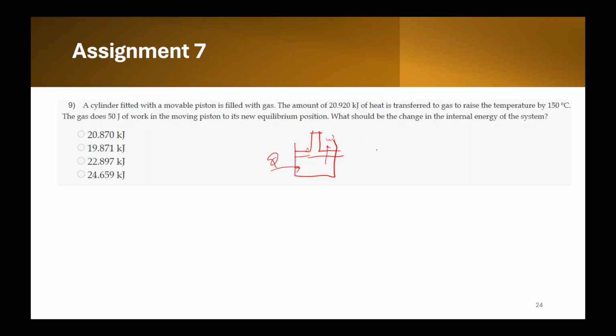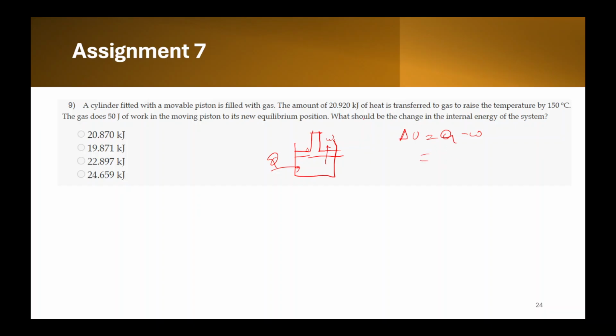So basically, delta U is Q minus W from the energy balance equation. So there is no kinetic energy, no potential energy of this system. This system, not this piston. This system, there is no kinetic energy, no potential energy. Change in kinetic energy or change in potential energy, only the change in internal energy.